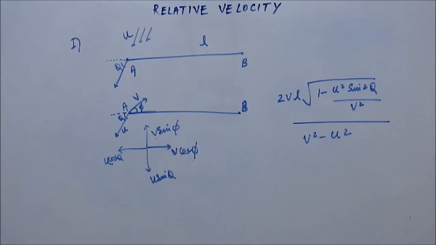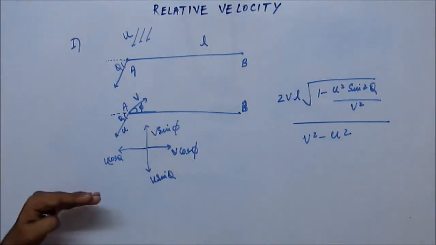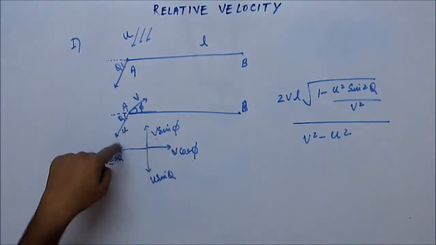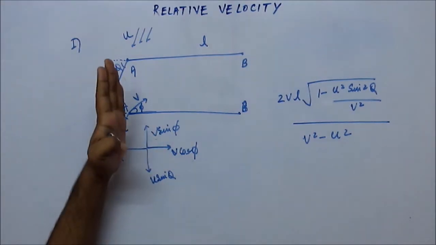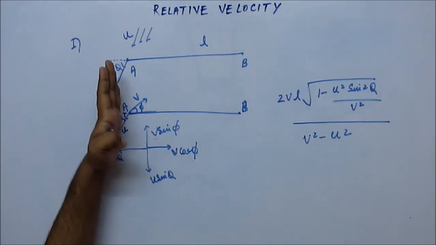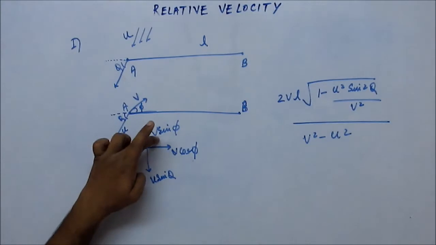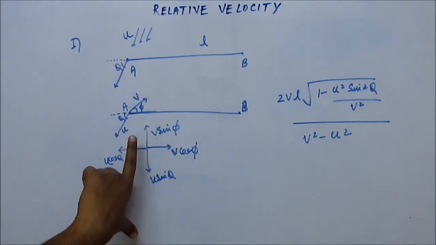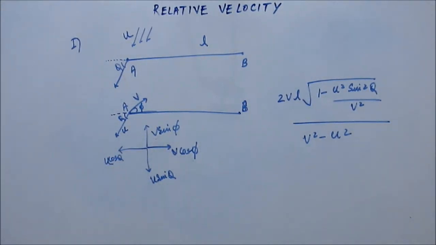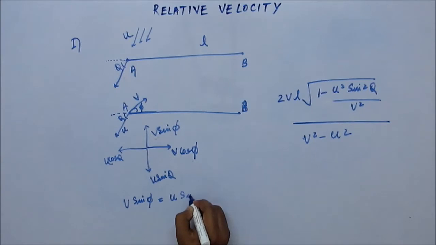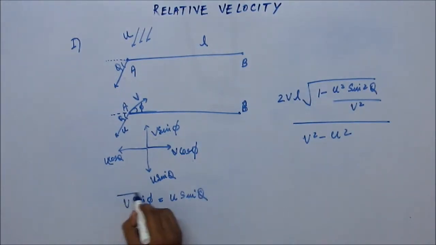Now if the plane has to go straight from A to B, then the component of velocity perpendicular to the line AB should not exist, should be 0. So this plus this should be 0. They are in opposite directions, they must cancel each other. So numerically, V sin phi must be equal to u sin theta. This condition must exist.